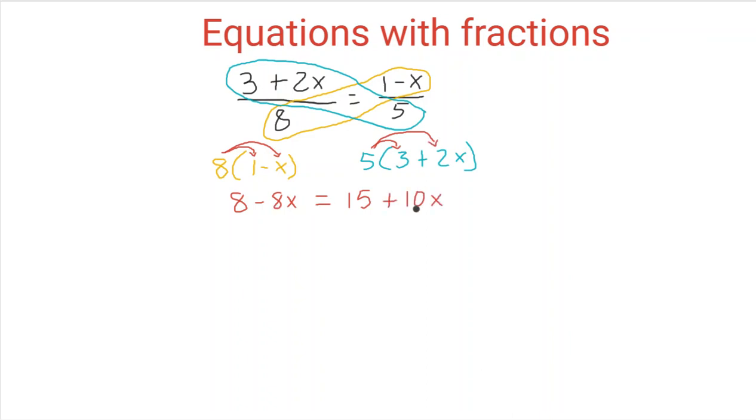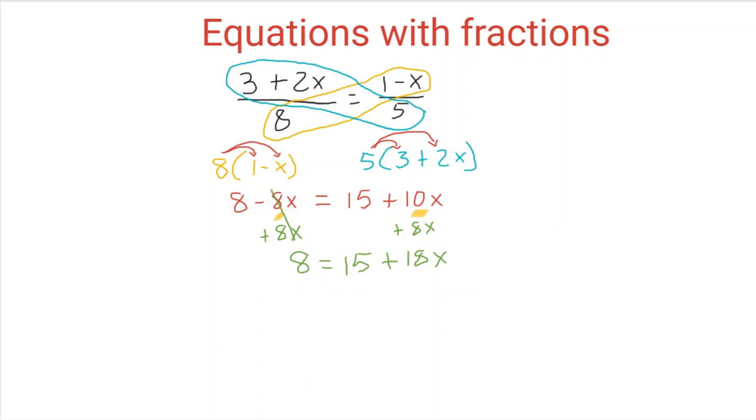Now I can solve it like a regular equation. I see right away I have variables on both sides, so I have to move over one of my variables. I'm going to move this 8x. It's a minus 8x, so I'm going to do a plus 8x to both sides. That gets rid of it on the left side, leaving me with 8, and on the right side I have 15. I can combine these because they're like terms, so 10x plus 8x gives me 18x.